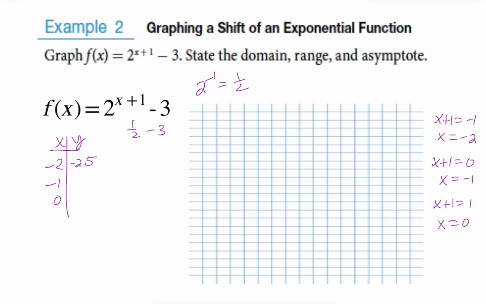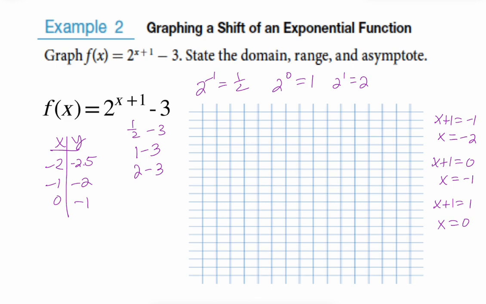Okay. Now I have to plug in -1. I'm going to get 2 to the 0, which we know is 1. But I have a -3 on the back, so that's going to take it down to -2. If I plug in 0, I get 2 to the first, which I know is 2. So then 2 minus 3 is -1. So I'm just plugging into the function. You can use a calculator for that, or there are lots of ways to do it.